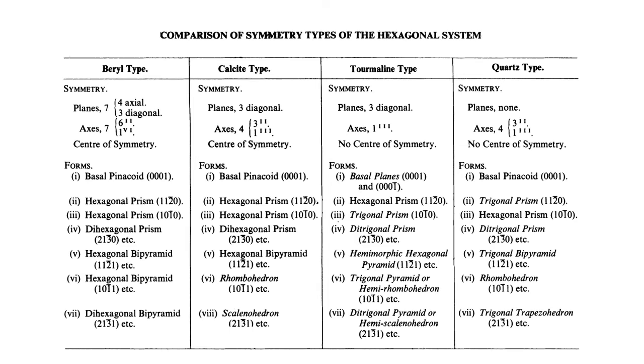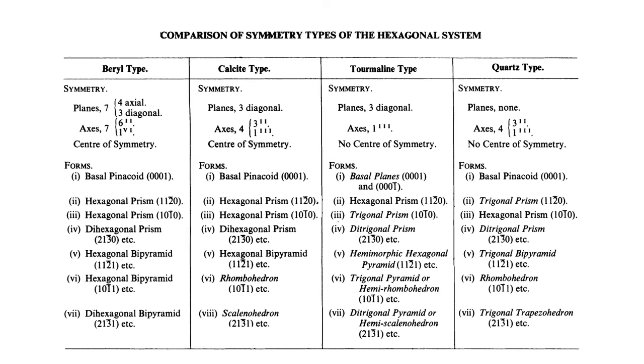In the calcite type, we have 3 planes of symmetry, that are diagonal, 4 axes of symmetry, out of which 3 are two-fold axes and 1 is a three-fold axis, and 1 center of symmetry. The forms include basal pinacoid, hexagonal prism, and hexagonal prism with 1 0 1 bar 0, hexagonal prism with 1 1 2 bar 0, dihexagonal prism that has the symbol 2 1 3 bar 0, hexagonal bipyramid that is 1 1 2 bar 0, rhombohedron that has the symbol 1 0 1 bar 1 bar.